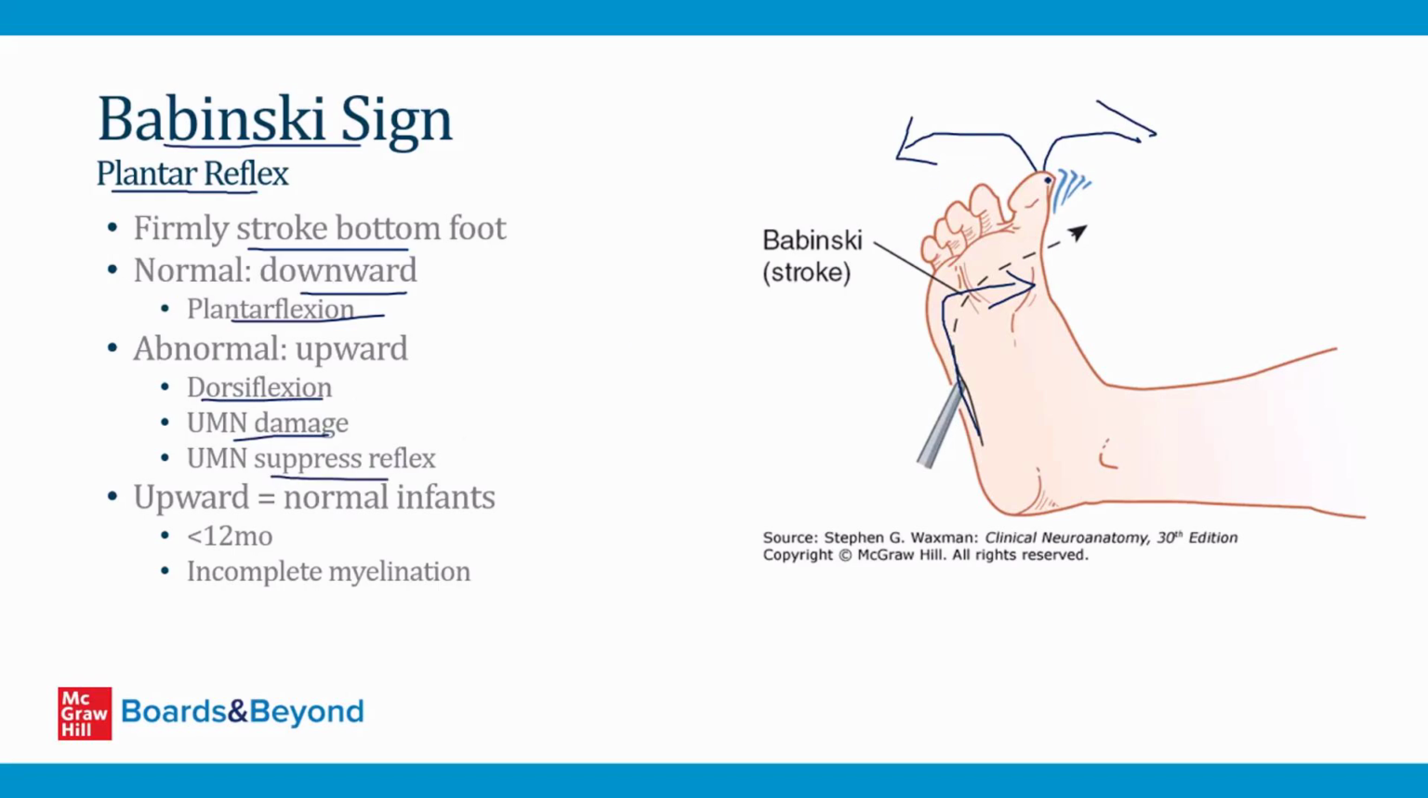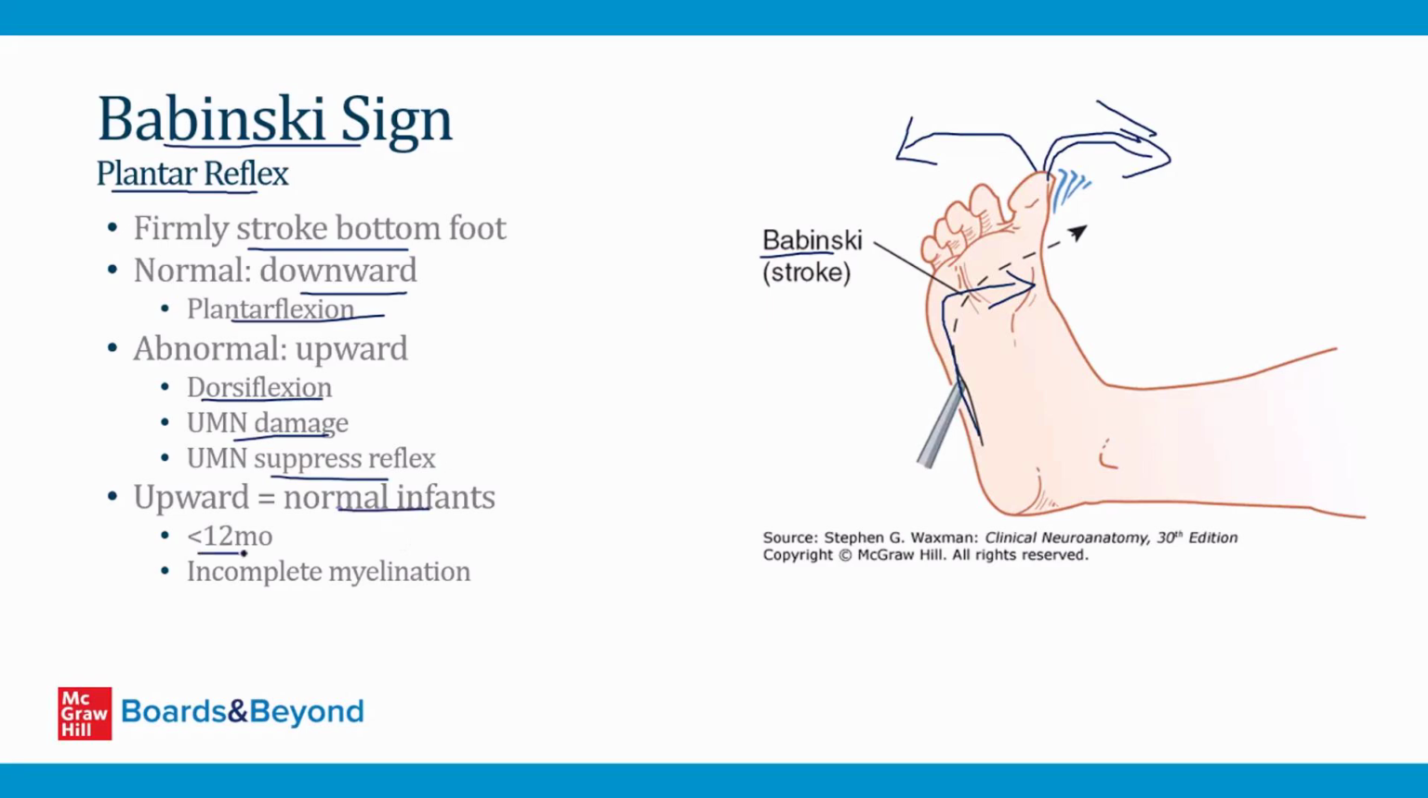That's dorsiflexion. That's evidence of upper motor neuron damage because upper motor neurons usually suppress this reflex. And so when the big toe goes upwards like this, we say the patient has a positive Babinski sign, and that means that they have evidence of an upper motor neuron lesion, usually a lesion of the spinal cord involving the corticospinal tract.